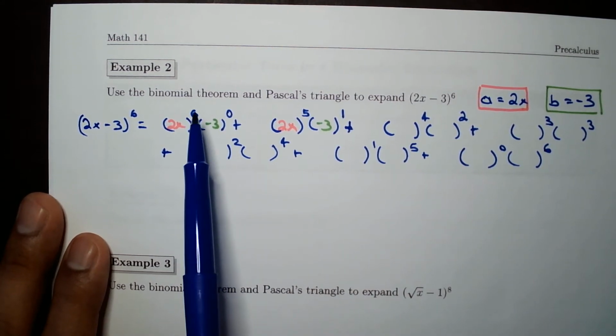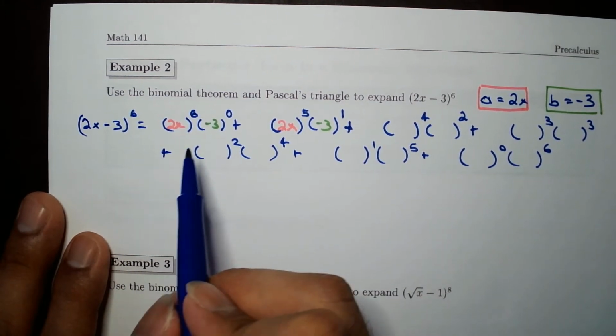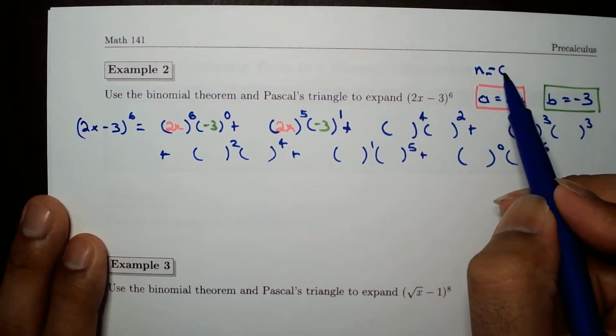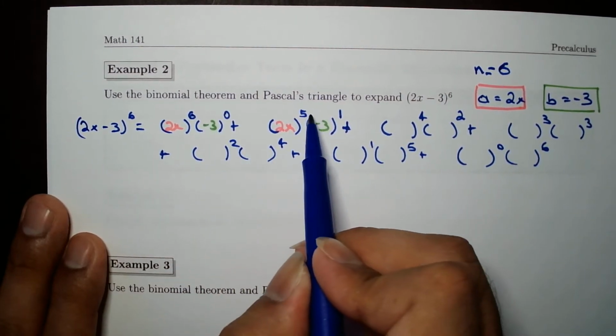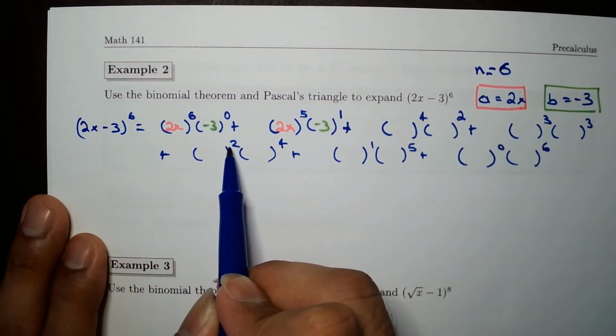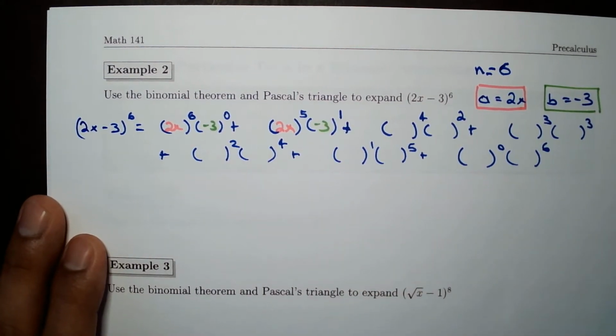Another pattern to notice, what I mentioned earlier: powers of a decrease as powers of b increase. But another interesting pattern to observe here is that the powers of every single term always add up to n. In this case, n equals 6. 6 plus 0, 6. 5 plus 1, 6. 4 plus 2, 6. 3 plus 3, 6. 2 plus 4, 6. 1 plus 5, 6. 0 plus 6, 6.